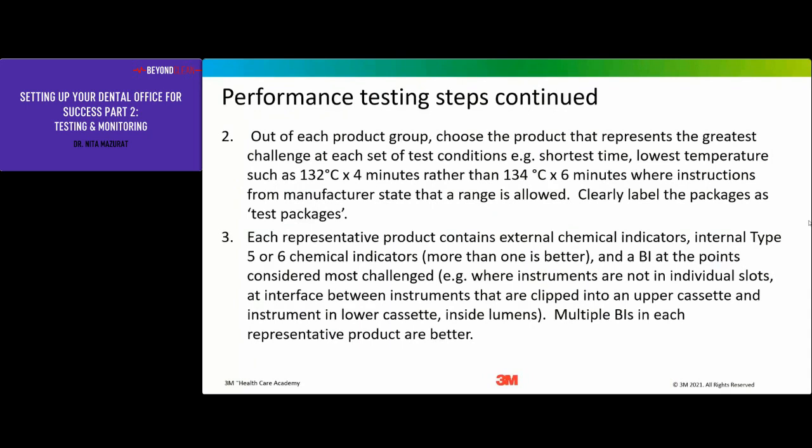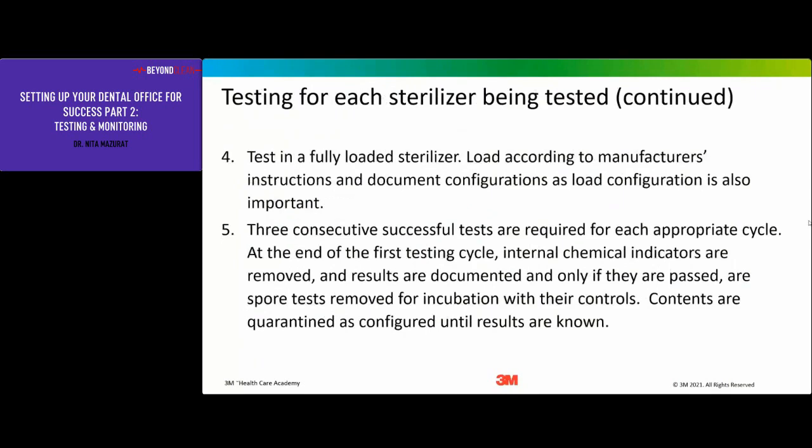It's to make sure that steam penetration has occurred. Remember, we're testing to make sure that the cassette configuration that you've got is actually going to be effective, that they will sterilize. Test in a fully loaded sterilizer. Load according always to the manufacturer's instructions, and document your configurations as load configurations. Take pictures. That's the easiest way to do it, because this is going to be used for training. And you need to have 3 consecutive successful tests required for each appropriate cycle.